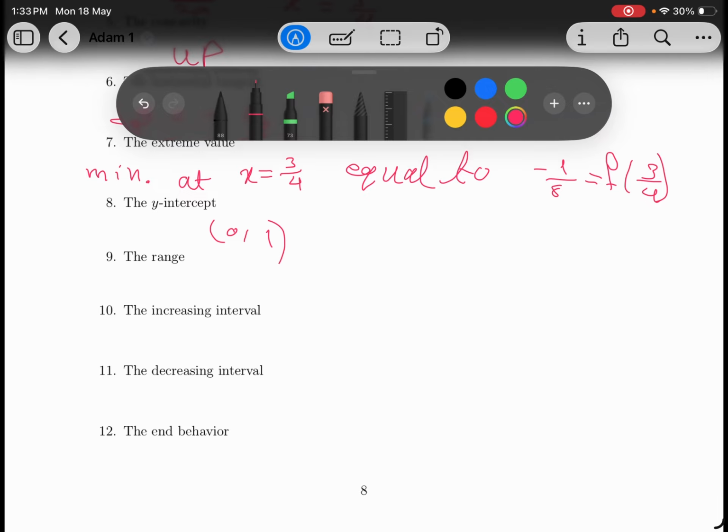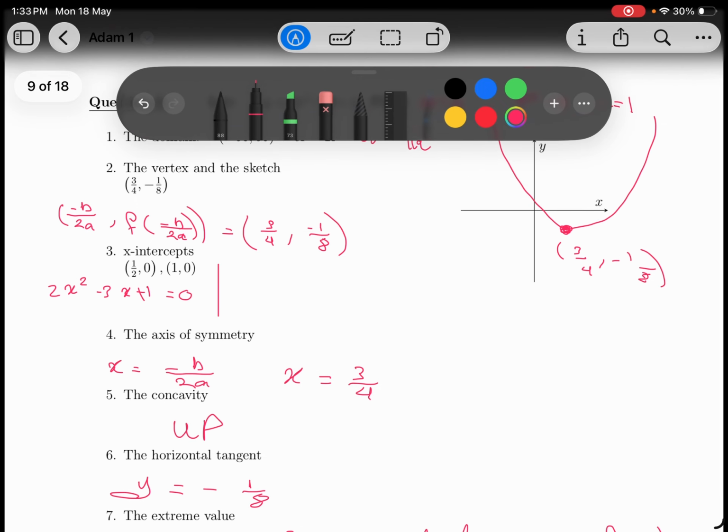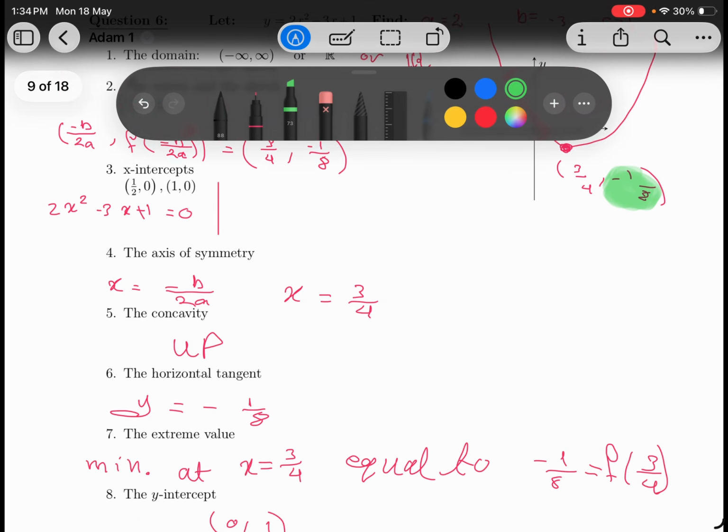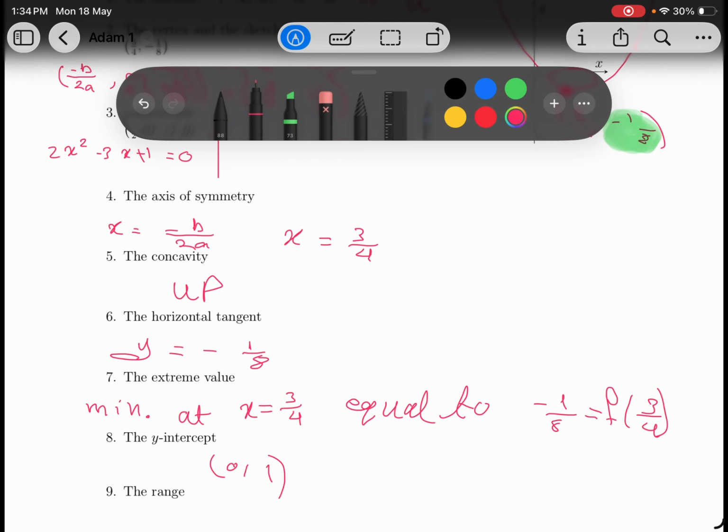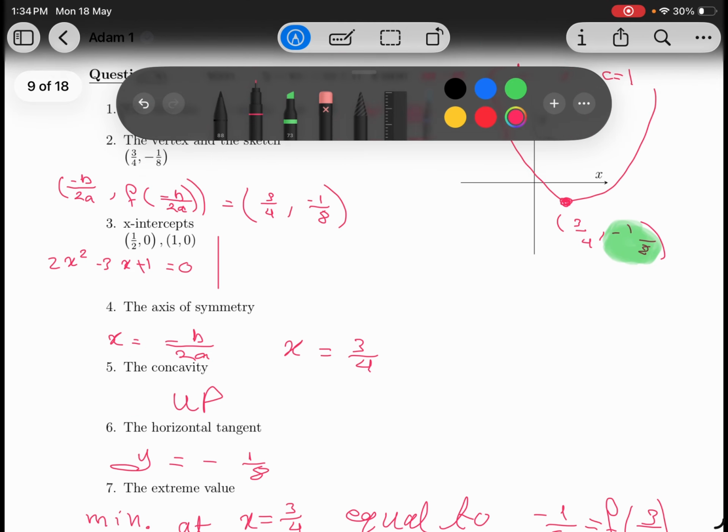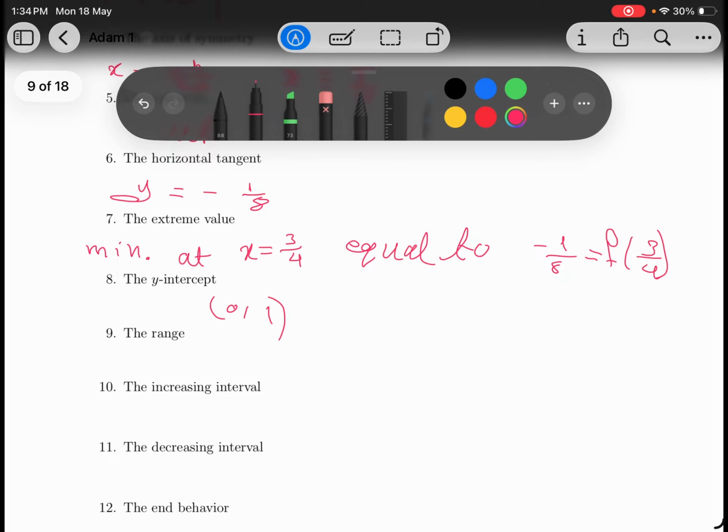And the range is whatever is more than the y-coordinate of the vertex. So look at this beautiful value here. The smallest value in the range is -1 over 8. So what is the range? The range starts from -1 over 8, closing the interval, and goes to infinity. So the minimum value in the range is -1 over 8 and more.